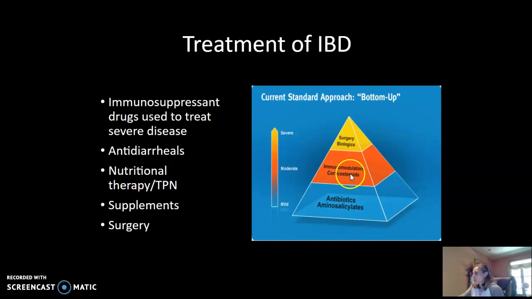So our treatment is going to be multifactorial. So remember, these are both autoimmune disorders. So depending on the severity, we may treat with some or all of these things. So aminosalicylates, the one that you'll see most often is probably sulfasalazine, or mesalamine. Those reduce inflammation. We may give antibiotics if there is an infection going on.